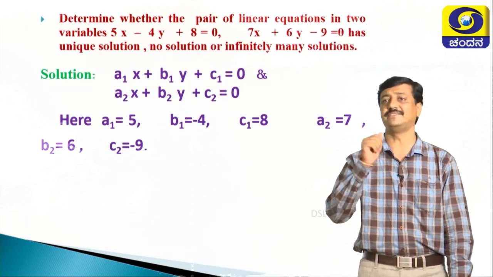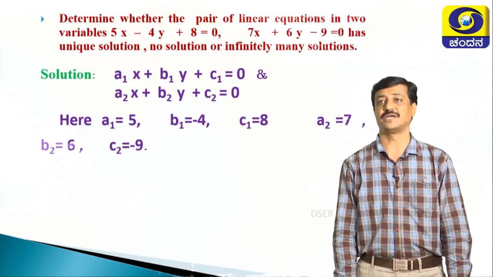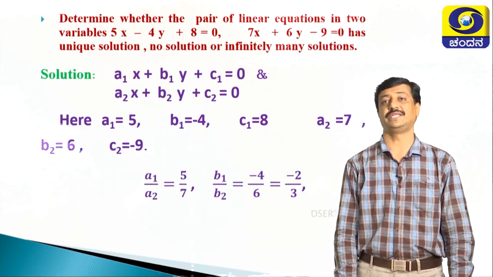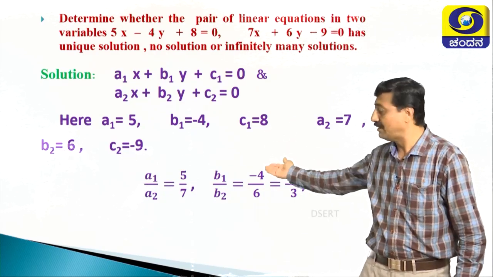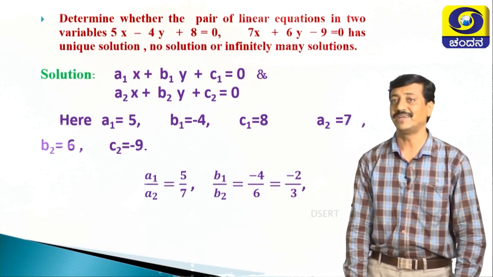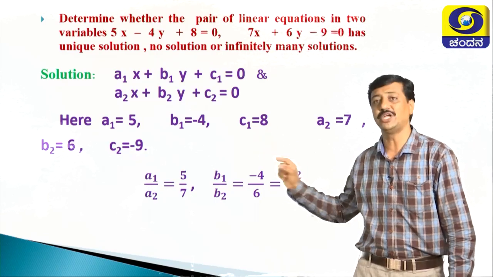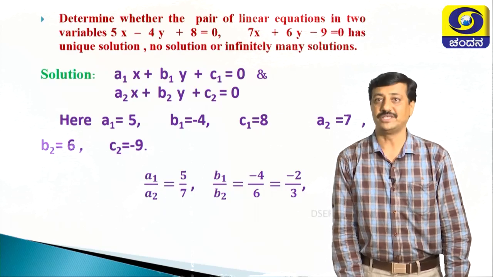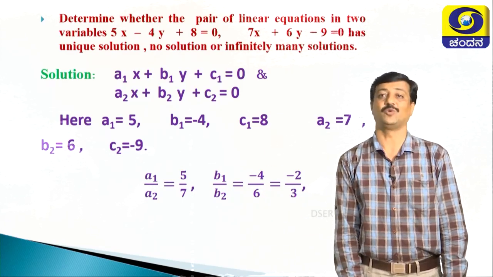After writing these 6 values, let us find the ratio a1 by a2 first. a1 by a2 gives 5 by 7. In the same way, b1 by b2 is minus 4 by 6. After cancellation, you will get minus 2 by 3. Just by comparing a1 by a2 with b1 by b2, you can conclude that these two ratios are unequal.